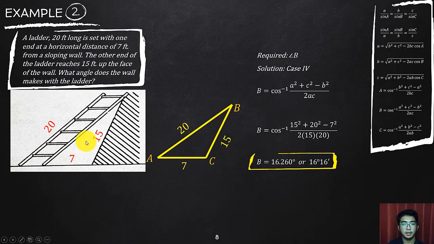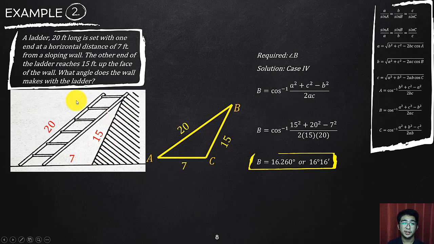First of all, we need to extract a triangle here. Is there a right triangle somewhere? None, correct? Because the wall is inclined. If the wall was not inclined, let's say vertical, that's a right triangle, because this will be 90 degrees, but it's not.